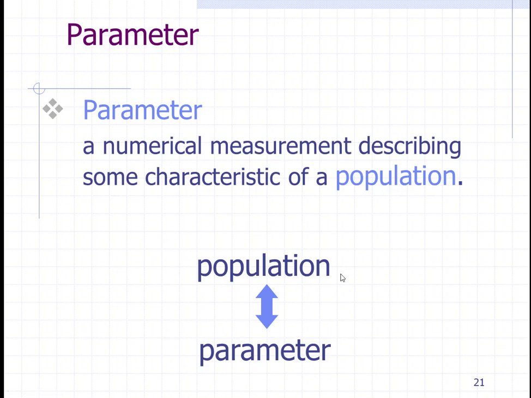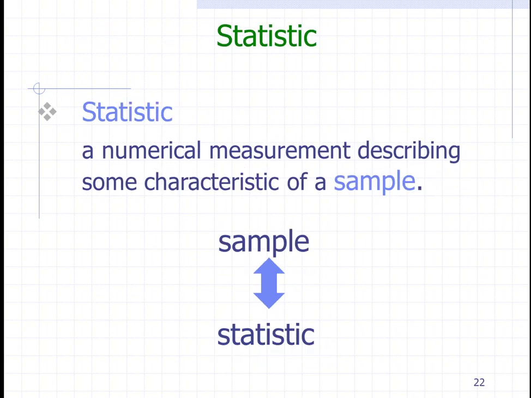Gathering data about an entire population is expensive both in time and in money. So many times we don't know parameters, we can only estimate them, and we use statistics from a sample to estimate those. So when we take a subset of the population, that's a sample. The data that we gather from that sample is a statistic. We use statistics to estimate parameters, and that's the process that we're going to talk about in most of the course.